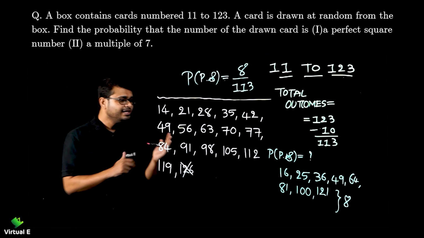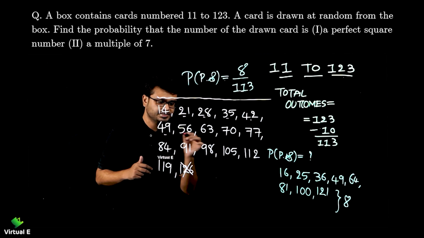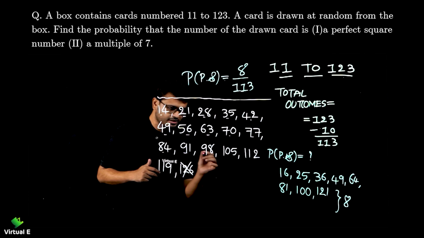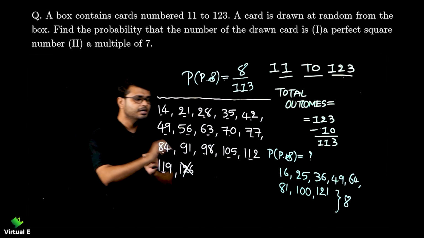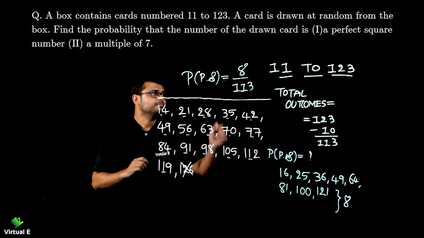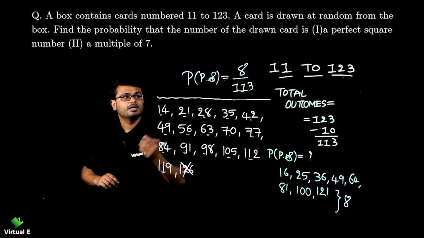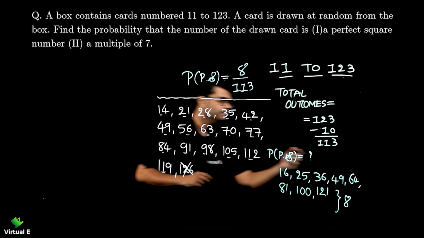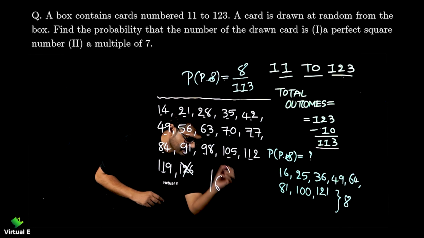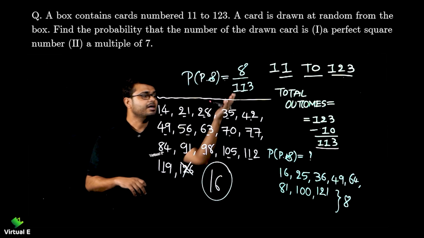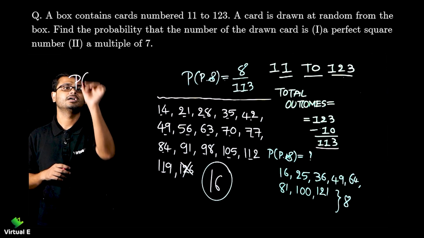Now let's find the number of outcomes. We have 1, 2, 3, 4, 5, 6, 7, 8, 9, 10, 11, 12, 13, 14, 15 and 16. There are 16 multiples of 7 between 11 and 123. Now we know the total number of outcomes is 113, and the favorable outcomes are 16. So 16 by 113 is our answer. Simple. Let's write it down, then we are done.